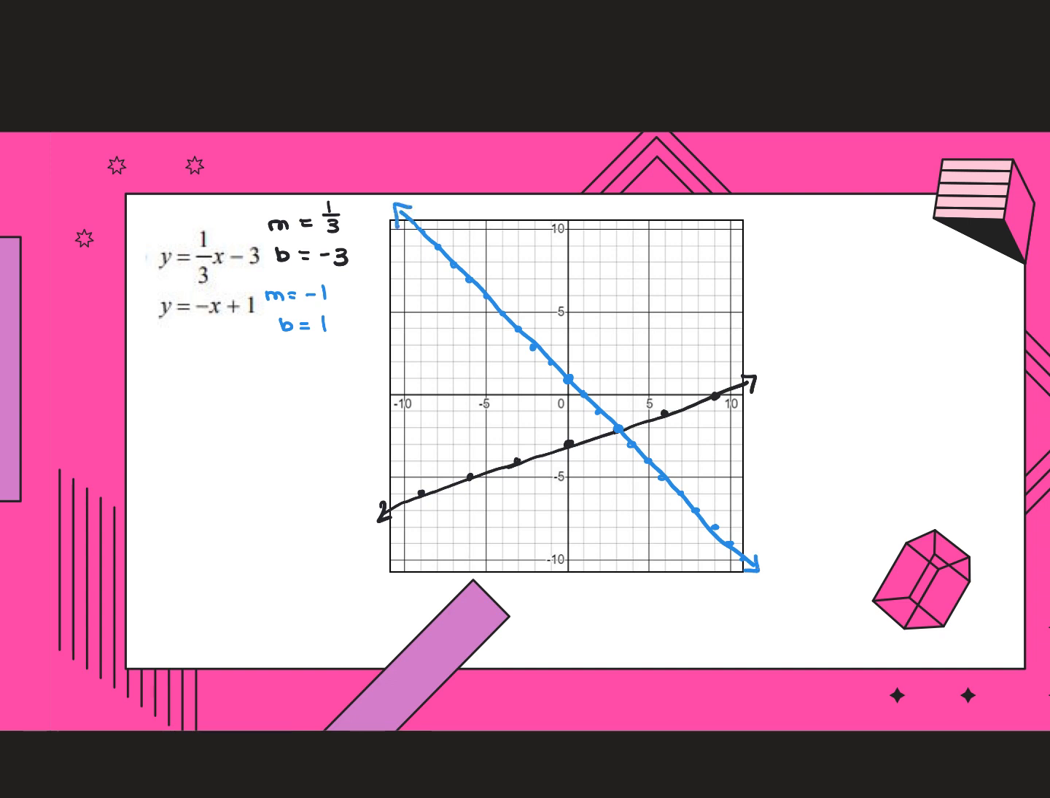All right, so we can definitely see we have a point of intersection here. So here would be our solution. So our solution to this system is +3, not -3. That is definitely +3, -2. So we go over 3 and down 2, and that is our solution. That means that ordered pair satisfies both equations.